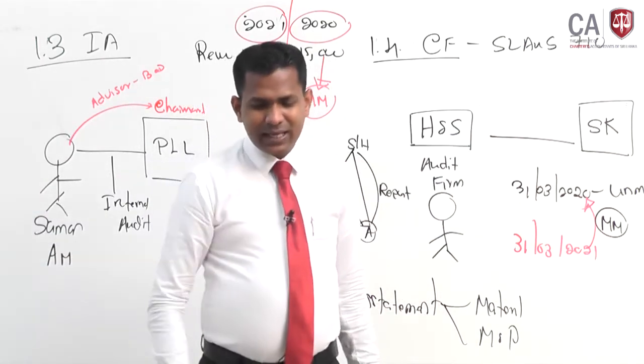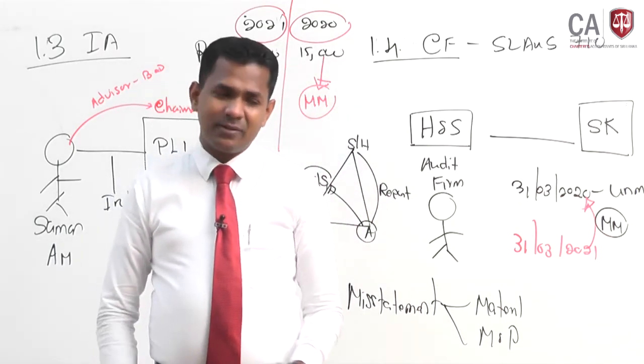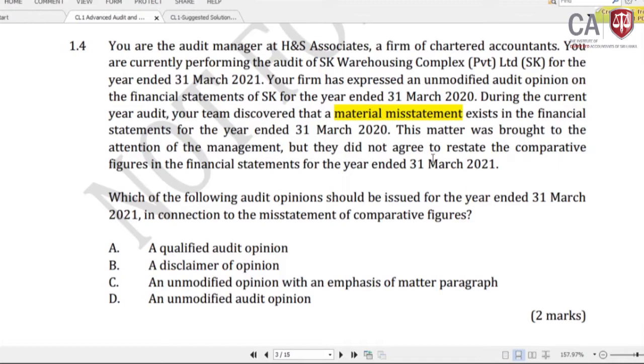But looks like here you can't see a pervasive impact, so it says material misstatement only. Therefore you conclude that there is a misstatement that is material. Then what type of opinion would be given? It is a qualified opinion. You don't have to look at even the other answers.